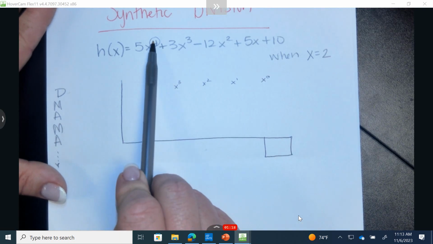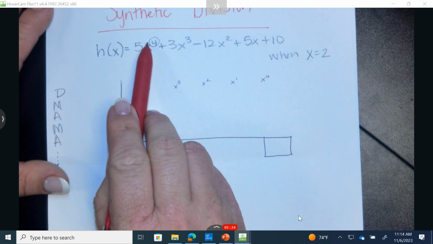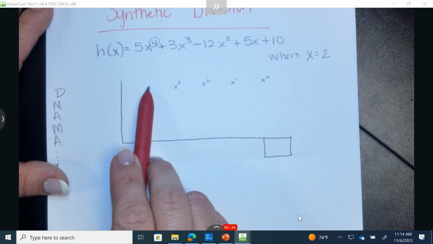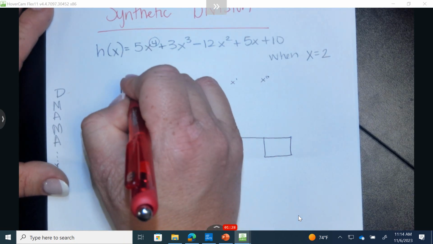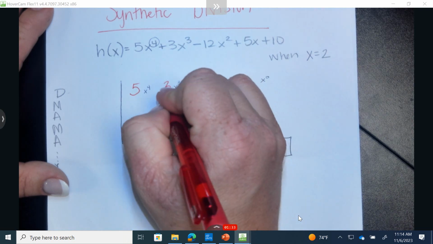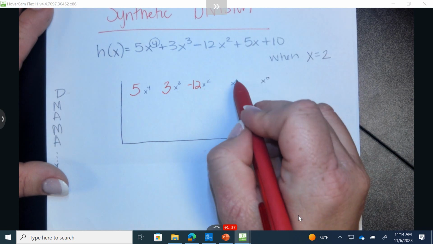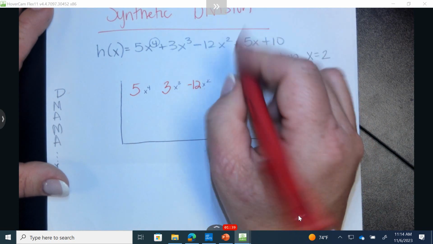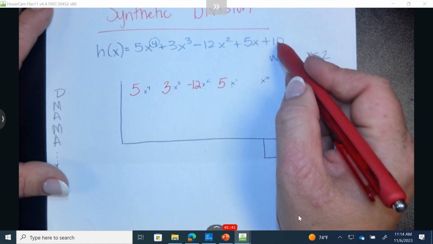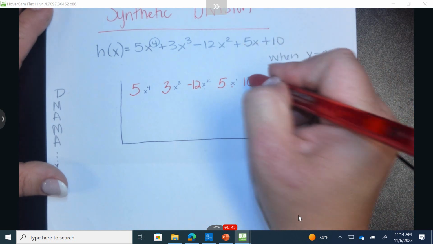We've identified the degree, which is the highest exponent. And now we're going to come back and we're going to put in the corresponding coefficients. So the leading coefficient of this problem is a 5. The coefficient to x cubed is a positive 3. The coefficient to x squared is a negative 12. The coefficient to x the first is a positive 5. The constant, which means no x's, x to 0, is a positive 10.